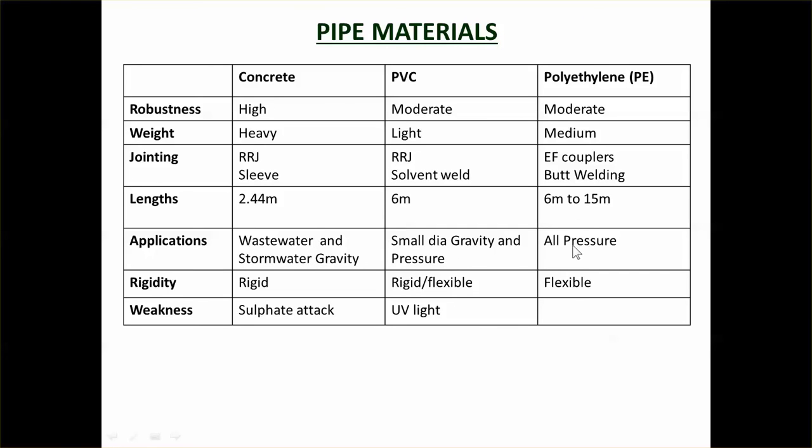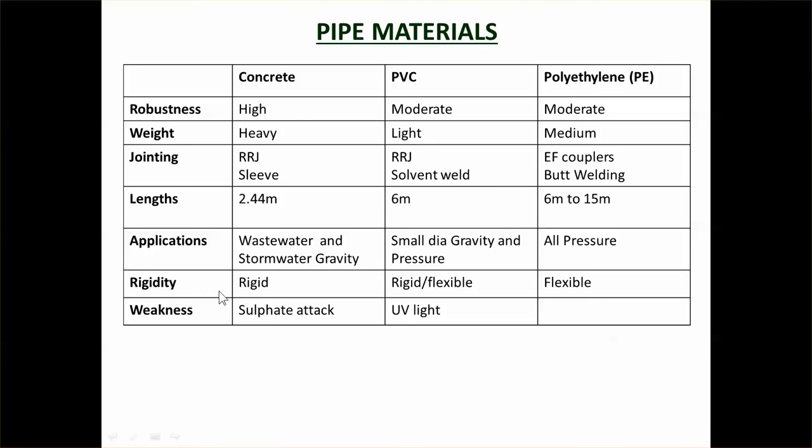A polyethylene pipe can be used for gravity, but the price of it is quite expensive. It is really used for pressure pipeline. It is very good for pressure pipeline because of its flexibility. It can take water hammer pressure better than PVC. It can actually be snaked around. It's more flexible. It can be taken around curves better than PVC and concrete.